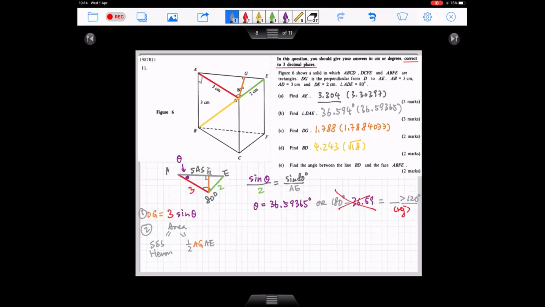So the first question is the where question. Where is this angle? Find the angle between the line BD and the face ABFE. ABFE is the rectangle face here. It's the face at the bottom, at the back. So what is the angle? Where, not what. Where is the angle between the yellow line and the bottom face? The way to do it is to find the projection. The angle between the line and the plane is the angle between the line and its projection on the plane.